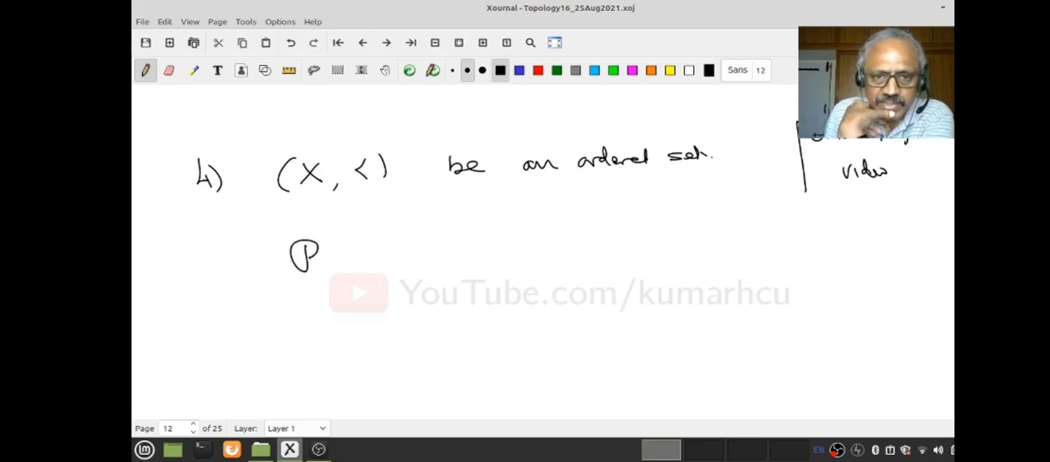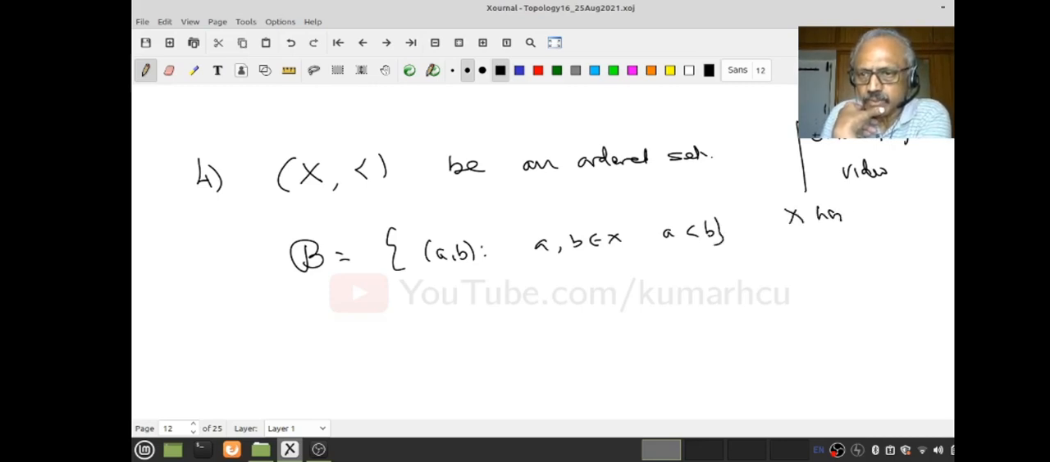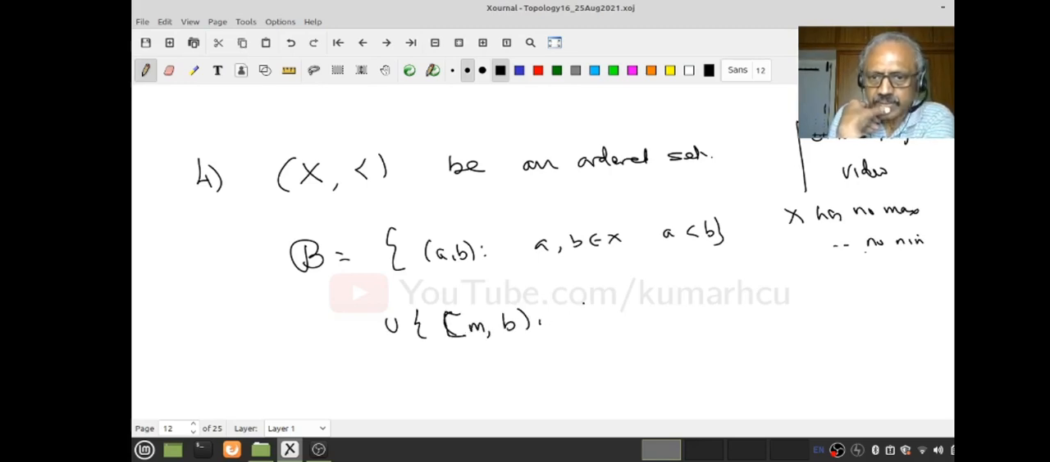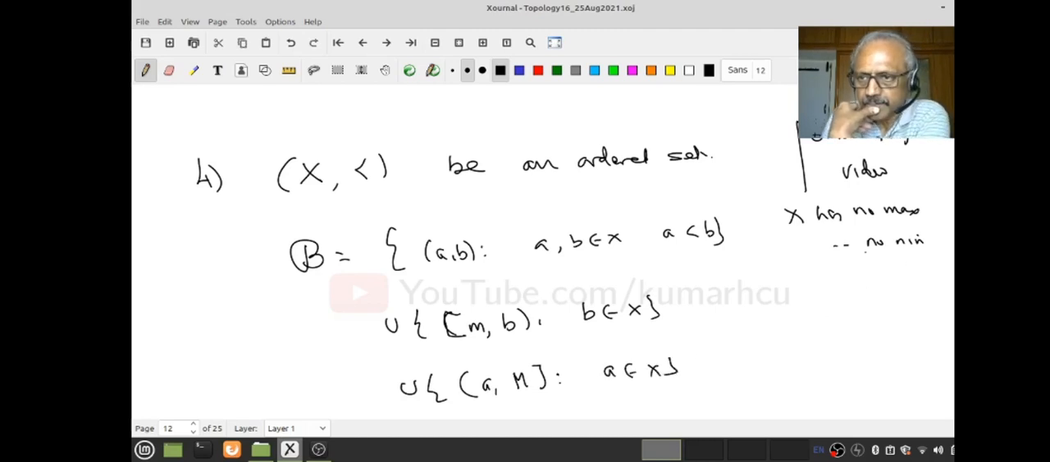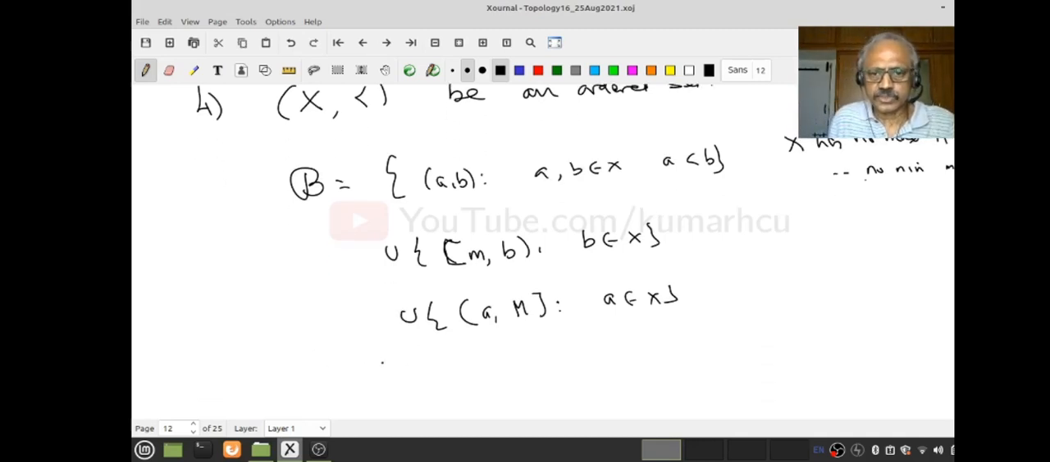But instead we can also get this collection B: the set of (a, b) where a and b are in X and a is less than b, assuming X has no maximum and no minimum. If it has a minimum m and a maximum M, then I have to add the sets [m, b) where b is in X, and the sets (a, M]. Then it is easy to check that script B is a basis for some topology.